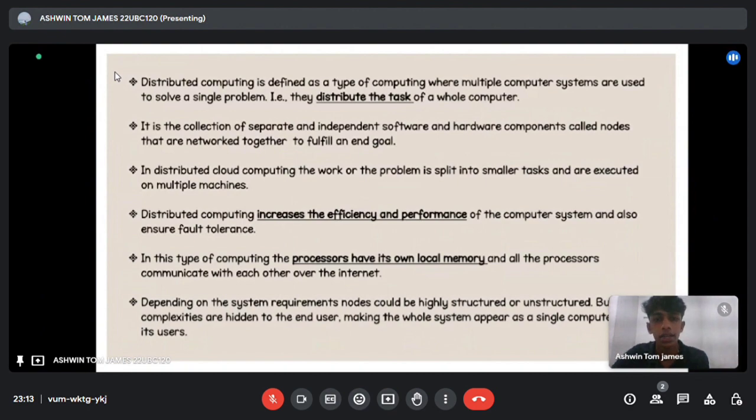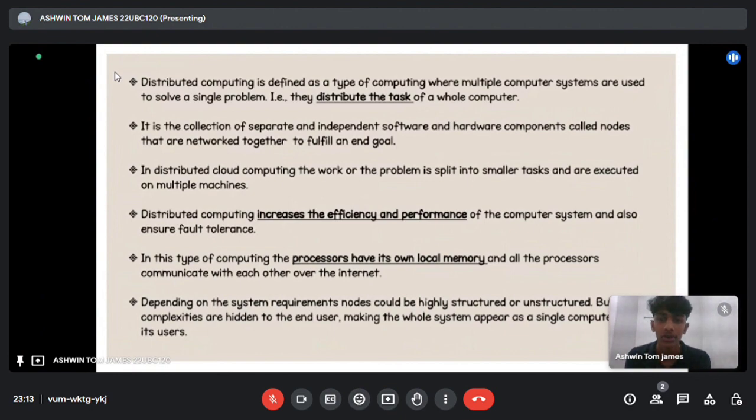Distributed computing is defined as a type of computing where multiple computer systems are used to solve a single problem. They distribute the task of a whole computer. It is a collection of separate and independent software and hardware components called nodes that are networked together to fulfill an end goal. In distributed cloud computing, the problem is split into smaller tasks and executed on multiple machines. Distributed computing increases the efficiency and performance of the computer system and also ensures fault tolerance.